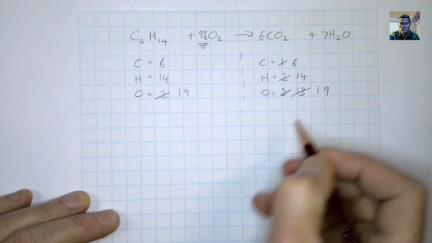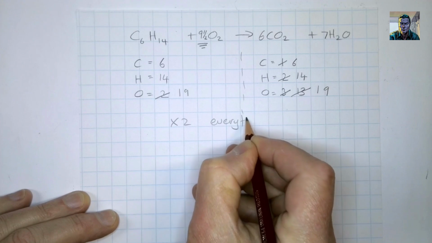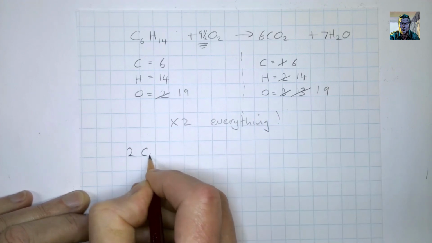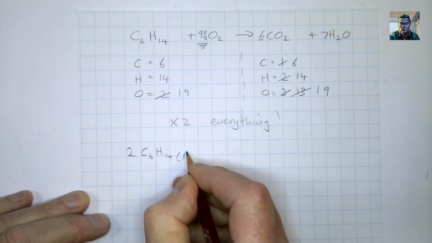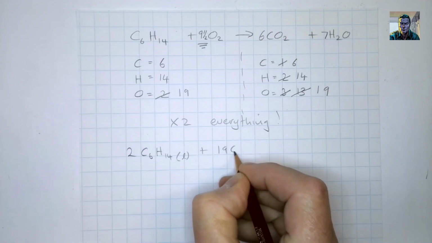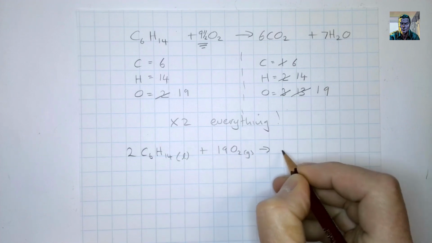But the problem here is you can't have a half in a chemical equation, so we need to turn this into a whole number. Well, the answer, of course, is to multiply everything in the equation by 2. And I'll just write this out. And of course, now we can fill in the state symbols as well, just for completeness. And we'll be able to see the finished, balanced chemical equation.